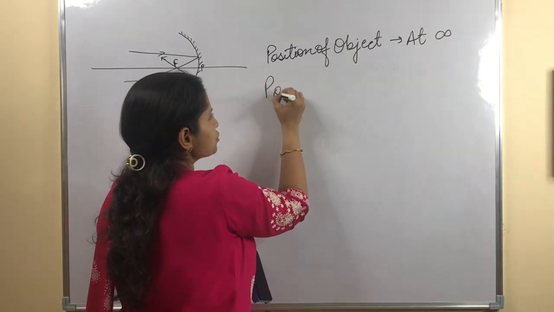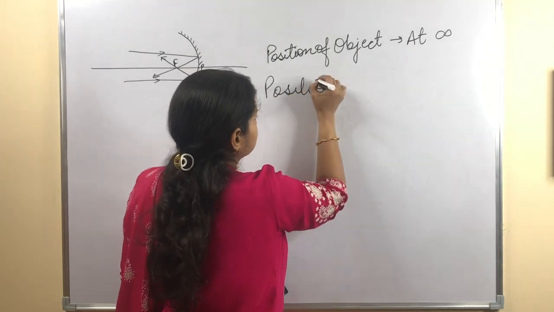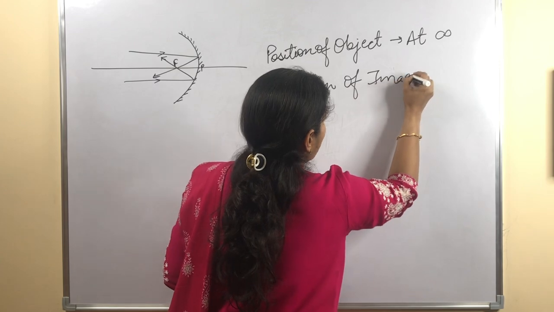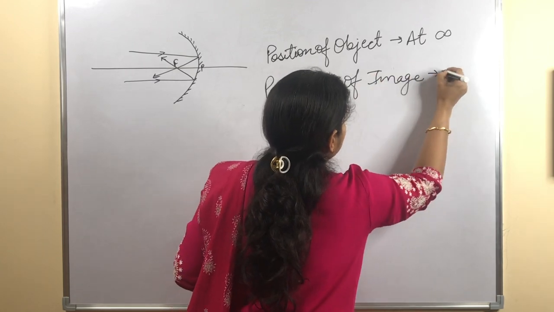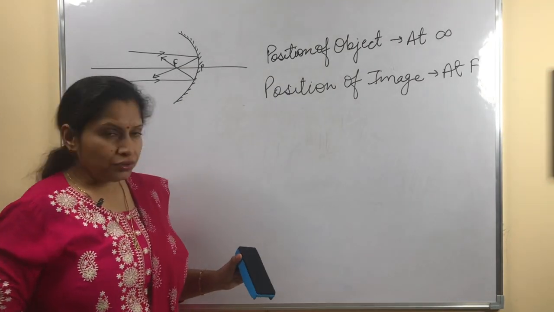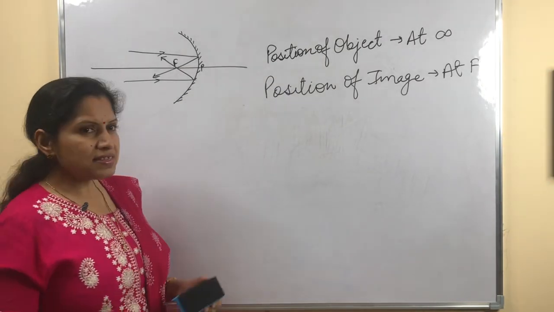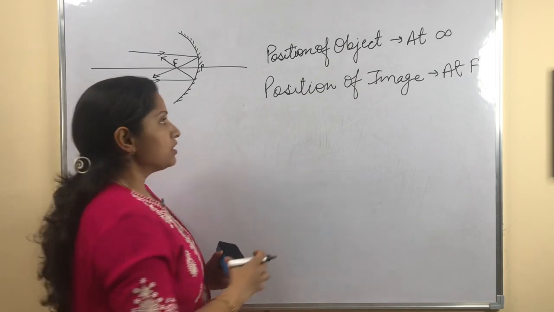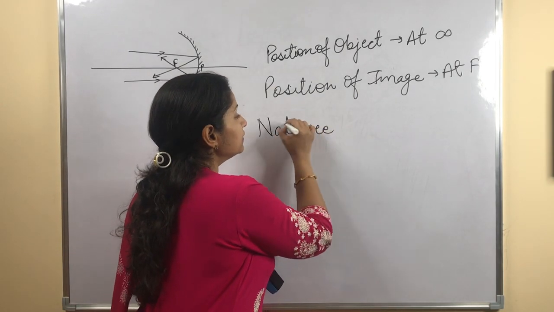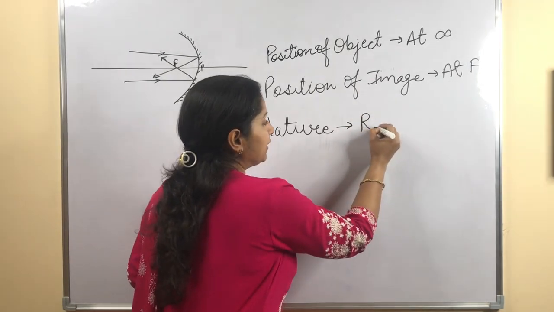What is the position of image? The image is formed where? At focus. The image is formed at the focus. Now, what is the nature of image? The nature of image is that it is real and inverted.